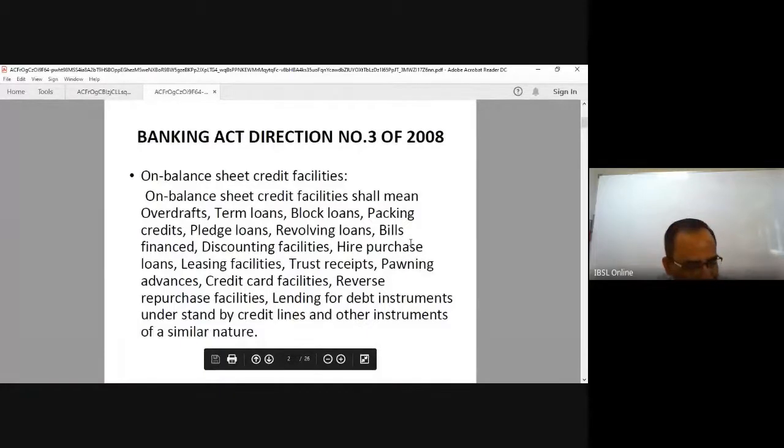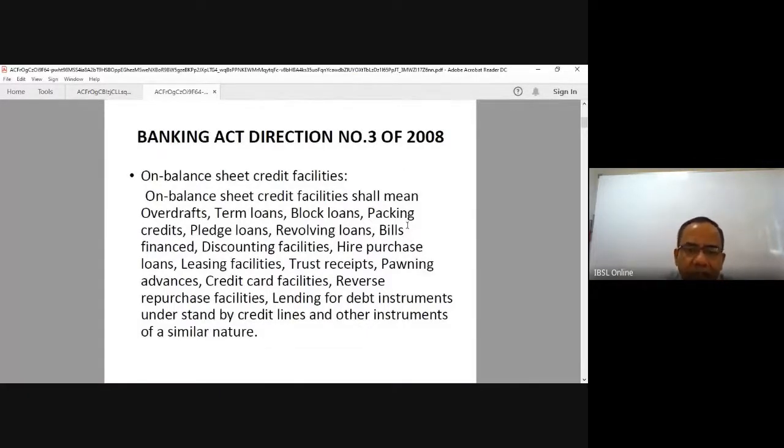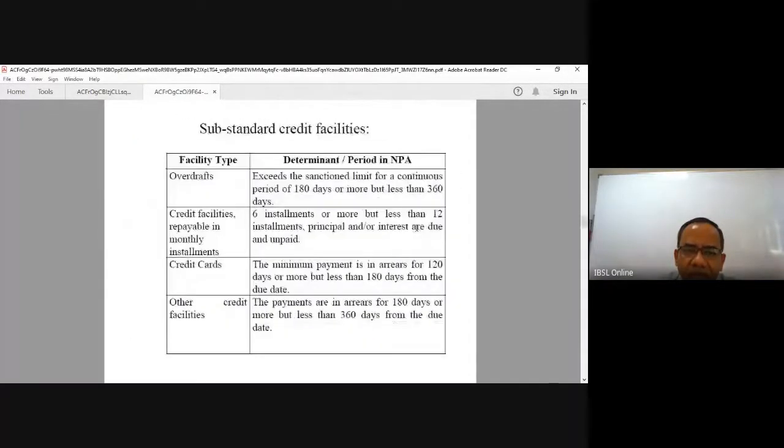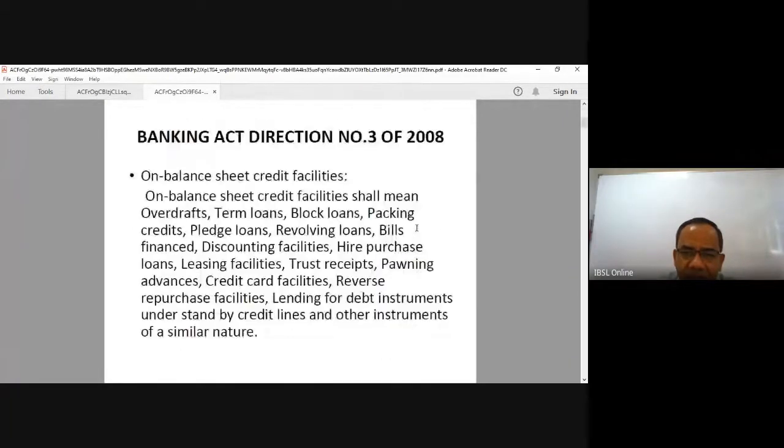Last time we were looking at the classification of advances. On that, we were looking at what we mean by on-balance sheet credit facilities. So on-balance sheet credit facilities are essentially fund-based advances. Why do we have to segregate the fund-based advances? Because the other one is contingent assets, what the bank has.